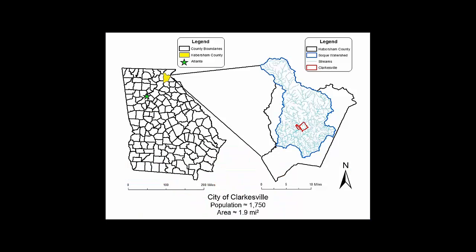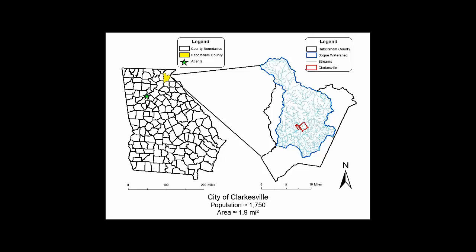Hopefully now you're looking at a map of the state of Georgia, which also shows Habersham County in yellow. Clarkesville is the little red polygon on the right-hand side of the screen. And you'll also see the Soquel River watershed. That's the dark blue outline and the streams and the river within.